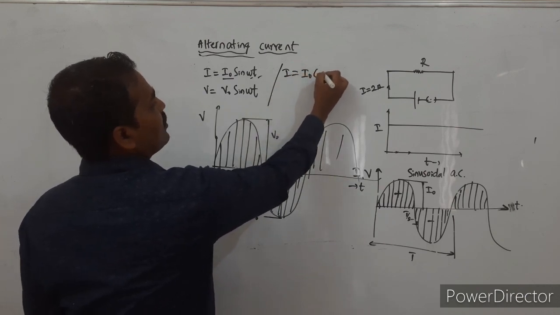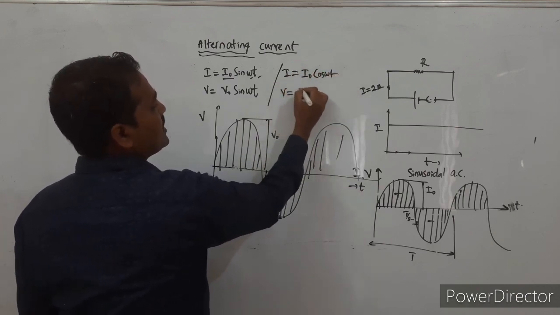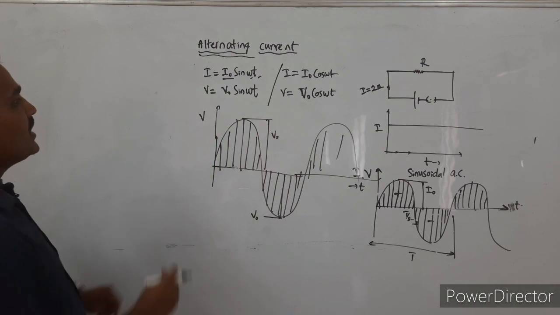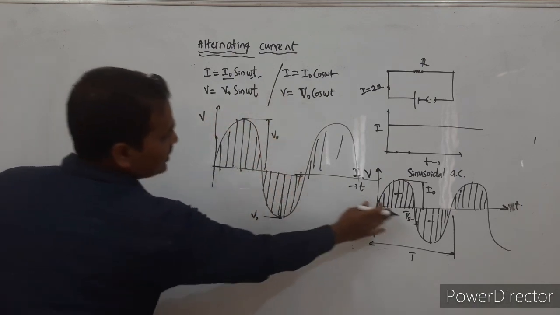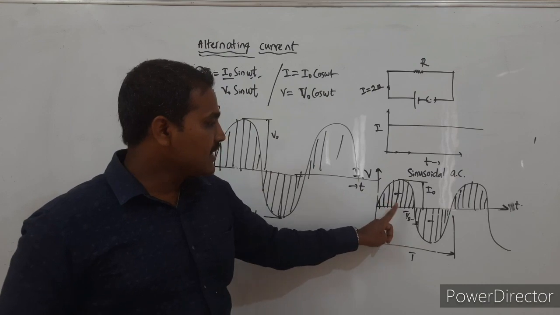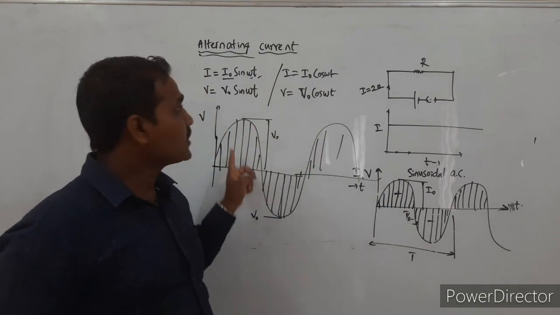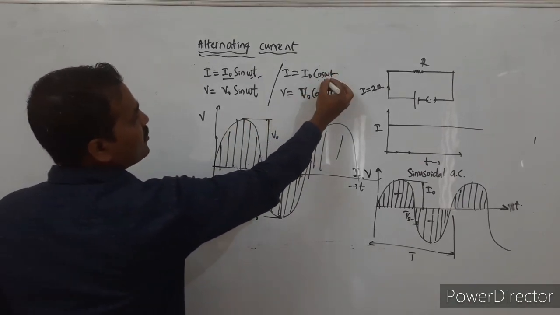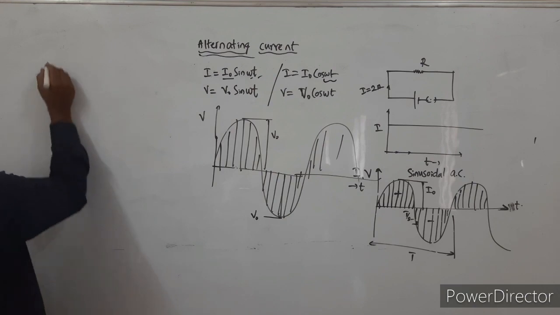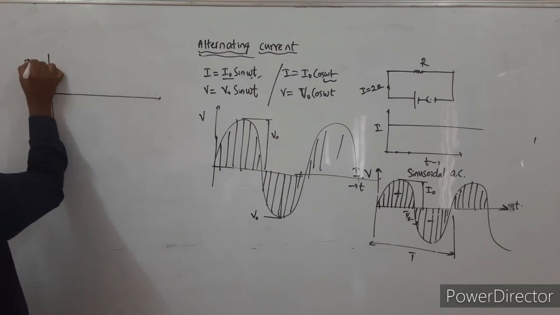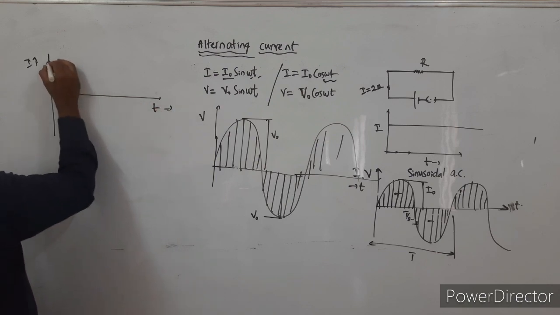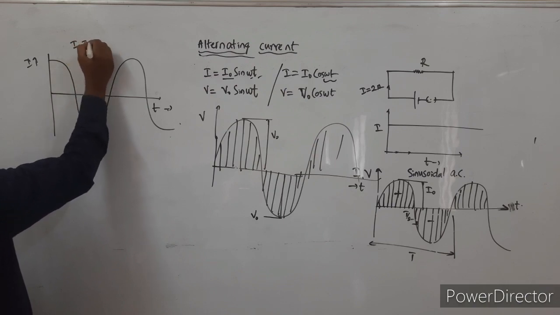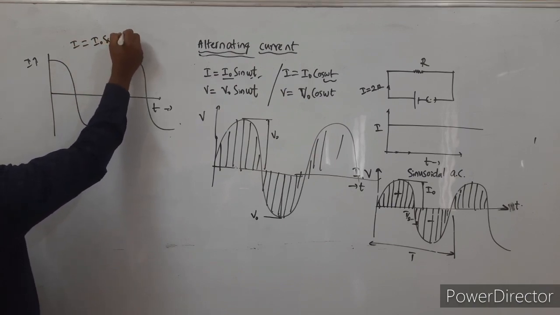I can write I is equal to I naught cos omega t, or V is equal to V naught cos omega t. Okay, the cos function will be advanced here. Whatever functions I am representing, this is alternating current for the sine function, and this is alternating voltage for the sine function. If I have to represent cos functions, the cos function will be maximum when omega t is 0. If I plot the current along the y-axis and time along the x-axis, I will have a curve something like this. Yes. So this is the representation of I is equal to I naught sin omega t.